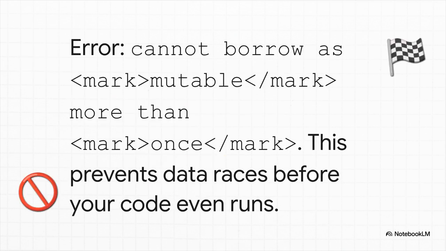So instead of your program just blowing up on some poor user at runtime, you get a clear message like this while you're still coding. This specific error stops something called a data race, which is when two parts of your program try to change the same data at the same time. The compiler just won't let you do it. It's almost like having a little guardian angel on your shoulder, catching bugs before they're even born.